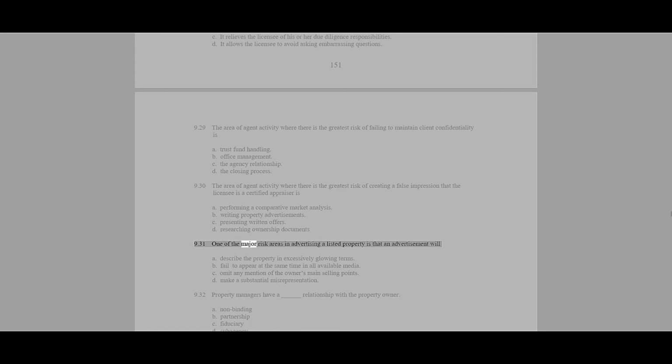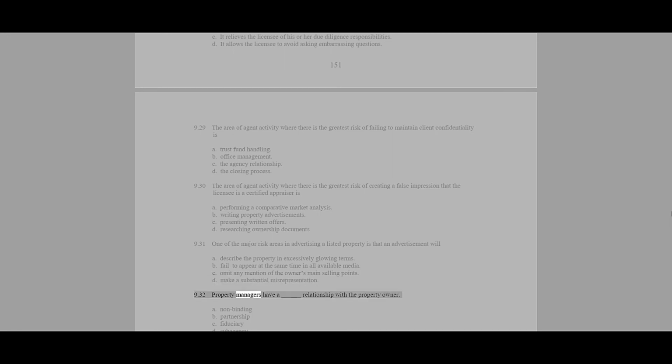9.31 One of the major risk areas in advertising a listed property is that an advertisement will A. Describe the property in excessively glowing terms. B. Fail to appear at the same time in all available media. C. Omit any mention of the owner's main selling points. D. Make a substantial misrepresentation.